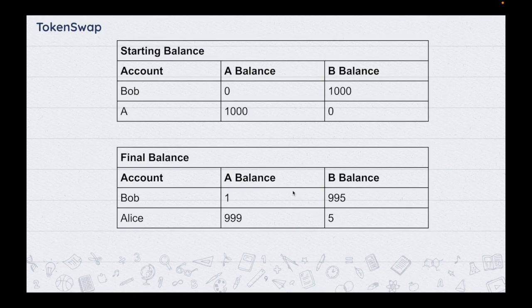In the end, Bob, who has sold his B tokens, will have his B balance reduced, and he'll receive A tokens in return. Whereas Alice, since she submitted an order to sell A tokens, will receive B tokens from Bob.